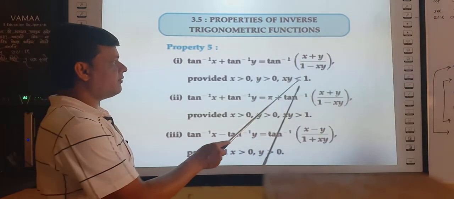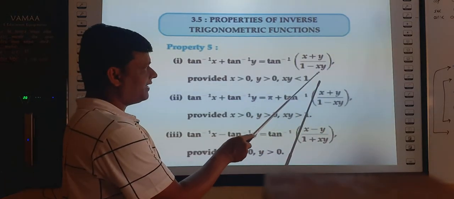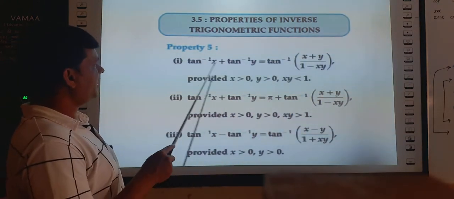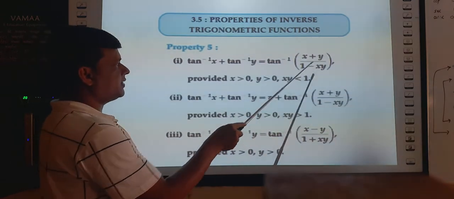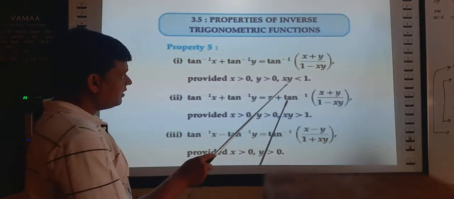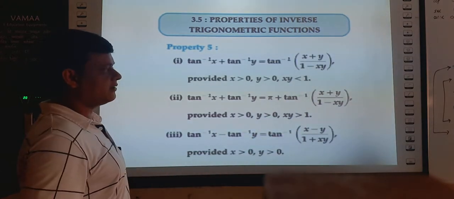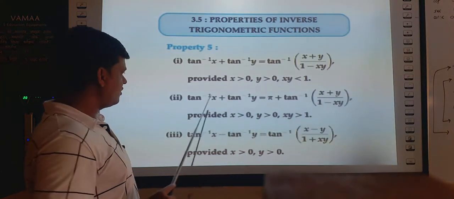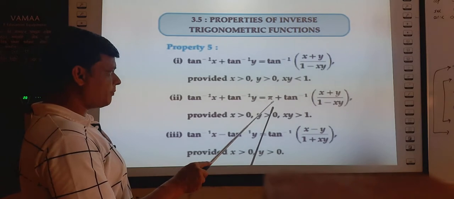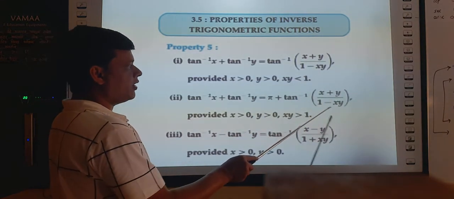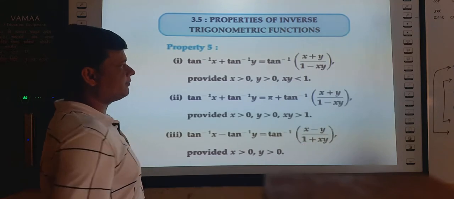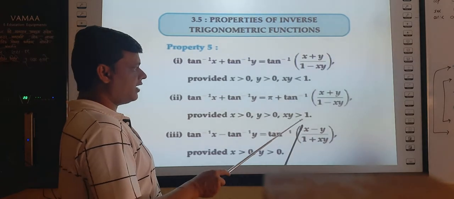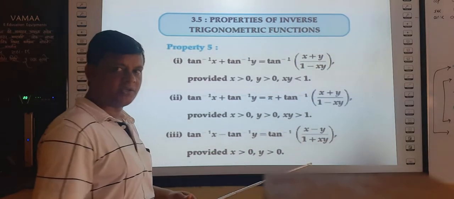Now when this xy is less than 1, we write tan inverse x plus tan inverse y equals tan inverse x plus y upon 1 minus xy. Now when this xy is greater than 1, there is an additional angle, that is pi. So tan inverse x plus tan inverse y equals pi plus tan inverse x plus y upon 1 minus xy, when xy is greater than 1. When xy is less than 1, pi is absent. When xy is greater than 1, here pi is present.